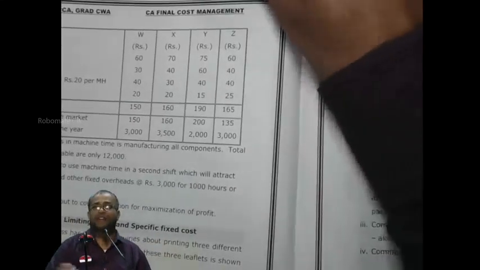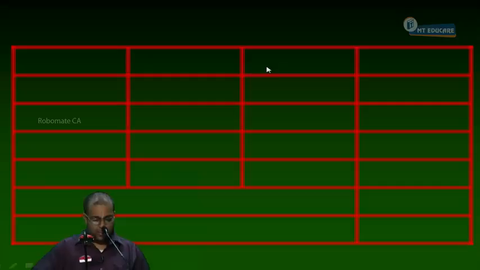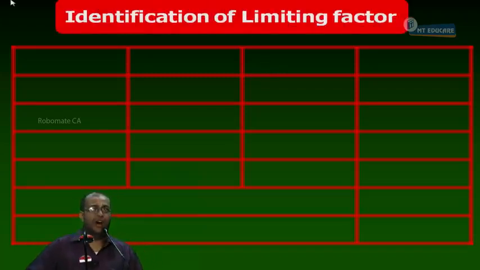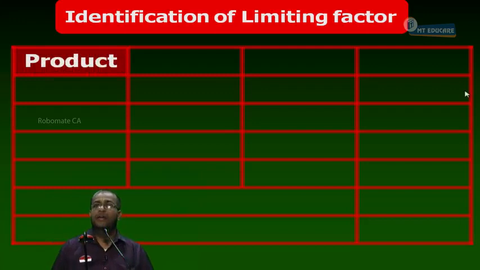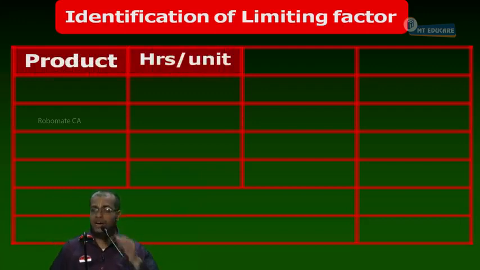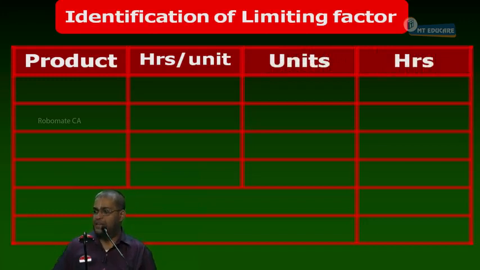Now, please, let's start with the first. Step 1. Let's do it together. Step 1: Identification of limiting factor. Okay. Product, hours per unit, units, and then hours.